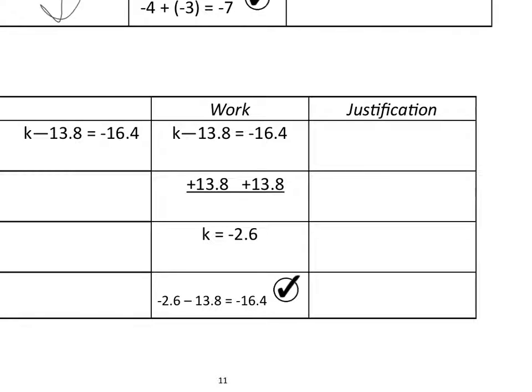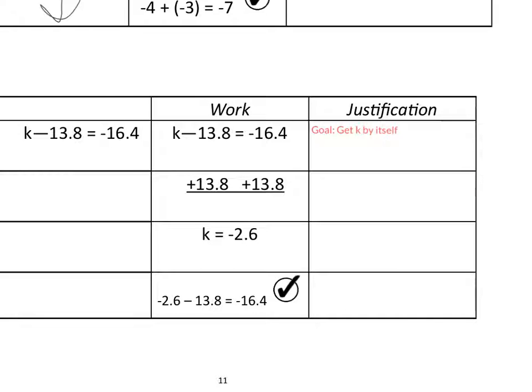All right, now, that's kind of to familiarize yourself with this process. Hopefully this all makes sense, and that this makes it a little easier for you guys. Looking at the next one, our example is k minus 13.8 equals -16.4. First thing we're going to write is that our goal is get k by itself. We want the variable by itself. That's what we're shooting for.